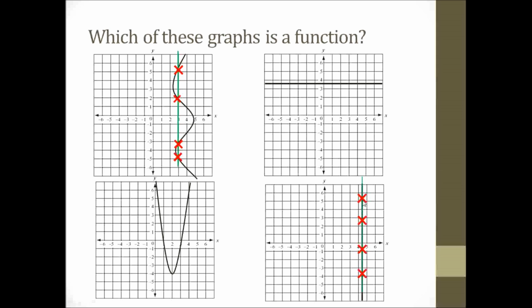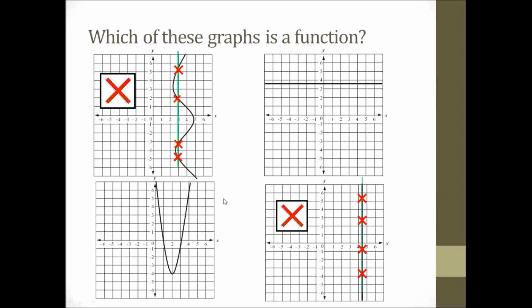What about this one? I only put 4 x's, but how many times does that green line hit or touch this black line under it? Forever. It's right on top of it. It touches it so many times you can't even count it. Is it supposed to touch it all the time or just once? Just once. So this is not a function.